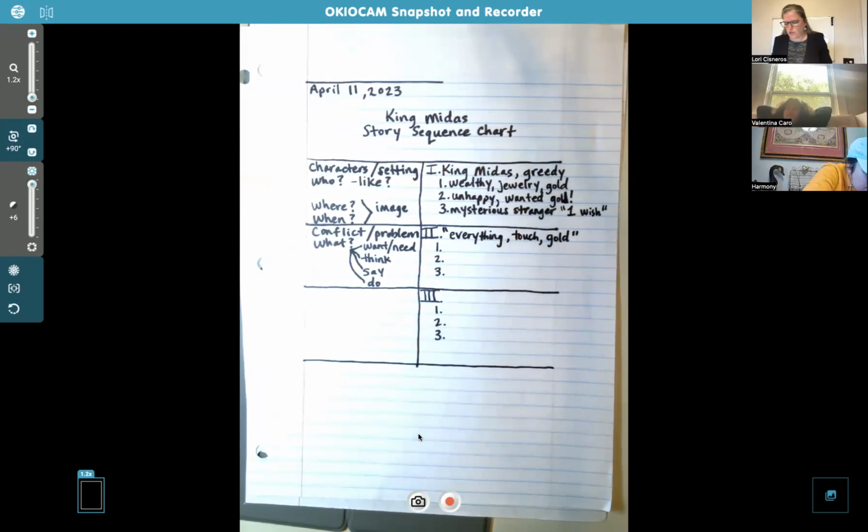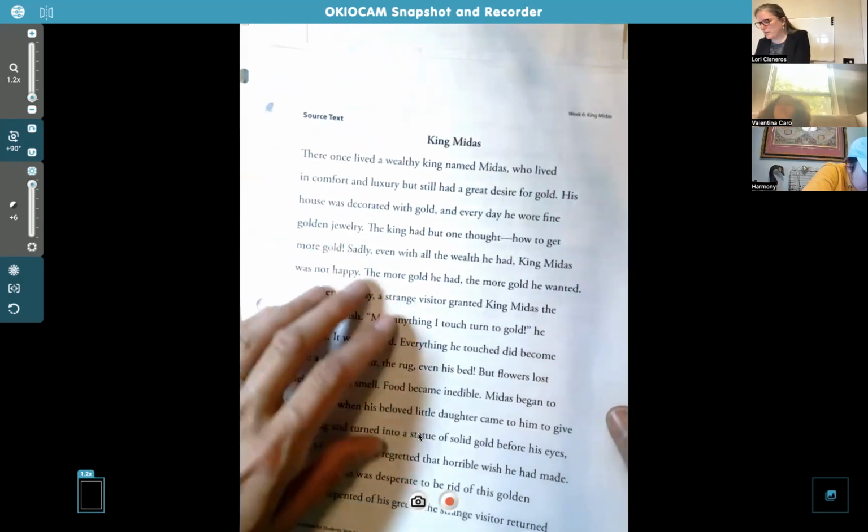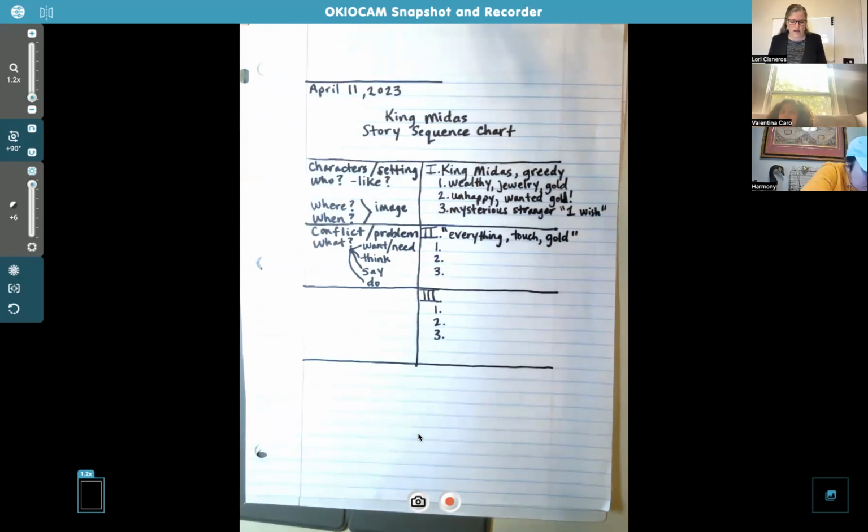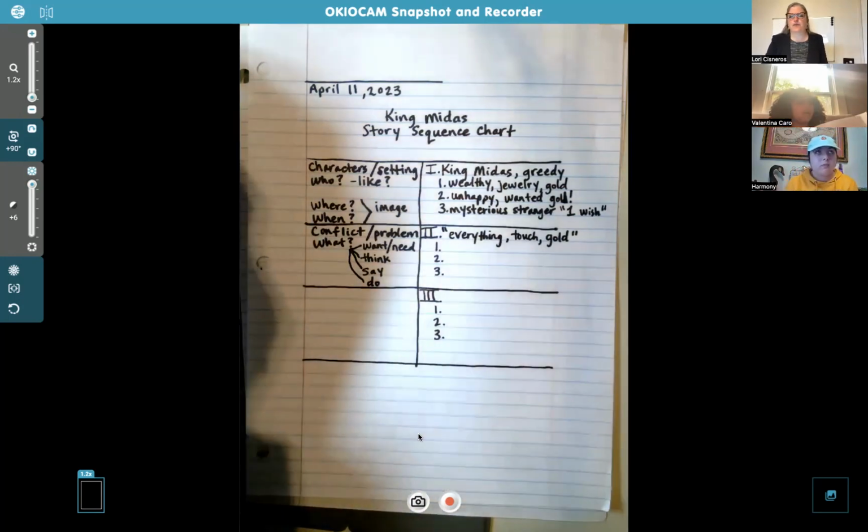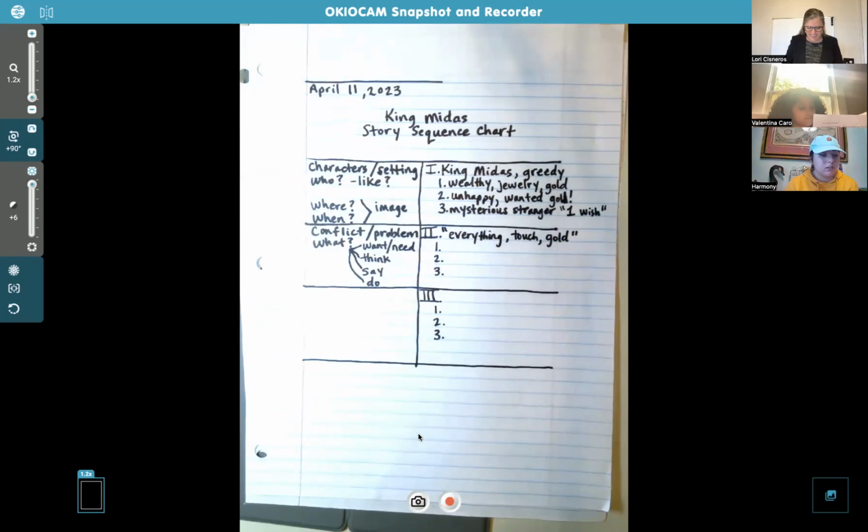And you can look back at the original story because I know it was last week when we read this. So it's okay with me if you need to look back on the original story. But Valentina, what are the first things when he first got his wish? What was it that turned to gold first? And you can look back on the story. It's okay. It's on page 49. Because I know it was last week when we read it, so you might forget. Okay, a table, a chair, the rug, and his bed.